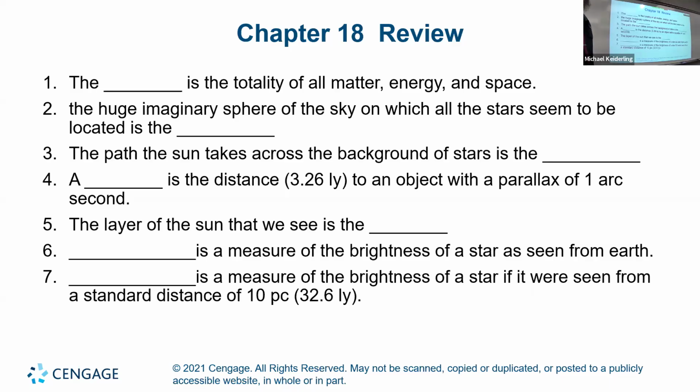The universe is the totality of all matter, energy, and space. The huge imaginary sphere of the sky on which all the stars seem to be located is the celestial sphere. The path the sun takes across the background of stars is called the ecliptic. A parsec is the distance to an object with a parallax of 1 arcsecond, and that is 3.26 light years.